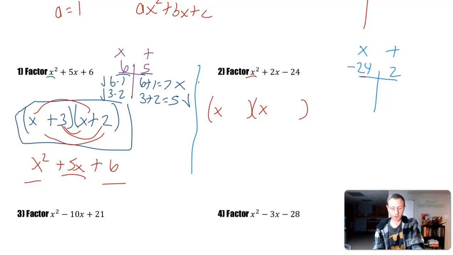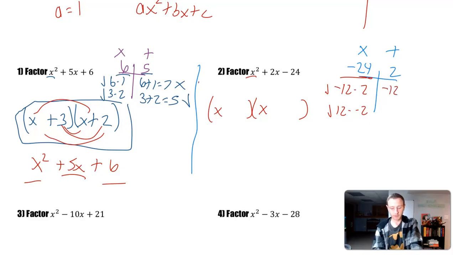So I want two numbers that multiply to negative 24 and add up to 2. Don't just sit there going through random numbers. Start thinking of numbers that multiply to 24. I know 12 and 2 multiply to 24, and you need them to add up to 2 while one of them is negative. So if you try negative 12 and 2, and 12 and negative 2, both of those multiply to negative 24.